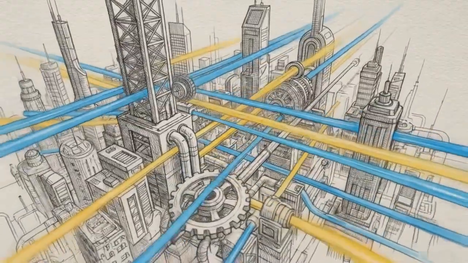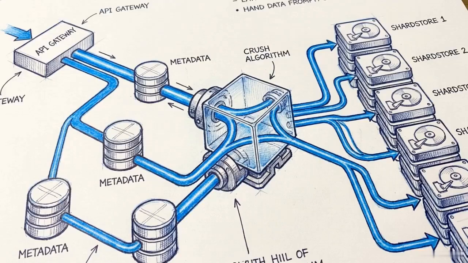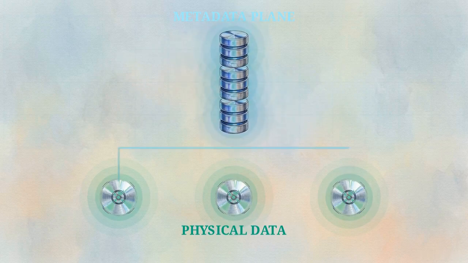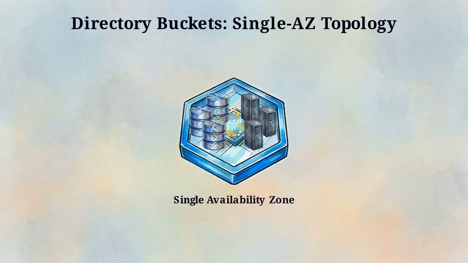We can now view the entire architecture in a single system map, routing from the API gateway down through the metadata databases and the CRUSH algorithm directly into the ShardStore physical disks. Because the metadata logic is kept strictly separate from the physical data bytes, engineers can manipulate the placements of these components to create specialized network topologies. This schematic shows the standard general-purpose bucket topology, spreading components across 3 distinct availability zones to guarantee 11 nines of durability. Conversely, directory buckets explicitly co-locate both data and metadata within a single availability zone.